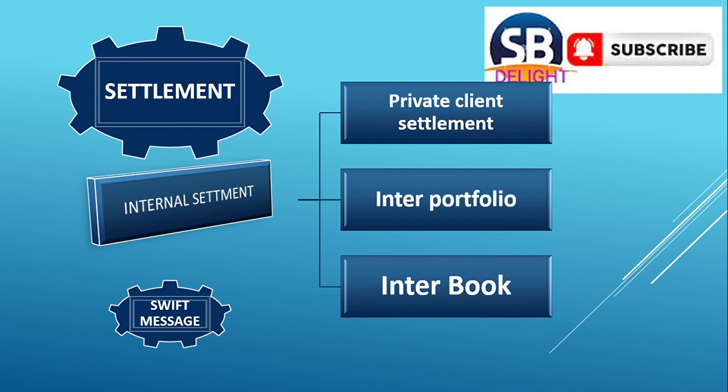And in settlements, the most important thing we require is SWIFT messages. That is very important, SWIFT messages. If somebody is working in the settlement team, they need SWIFT messages only. Based on the SWIFT messages only, they will settle the trades. Without SWIFT messages, they can't do anything, because this is the most important.